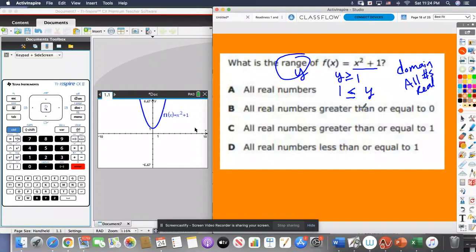So all real numbers greater than or equal to 0? Well, that doesn't make sense because it's not 0. It's not all real numbers. So it's got to be one of these two because these two have the 1. All real numbers less than or equal to 1? It doesn't go down. It goes up. So it's got to be greater than. Okay. Now, if this parabola flipped down, then it would be all real numbers less than or equal to 1.